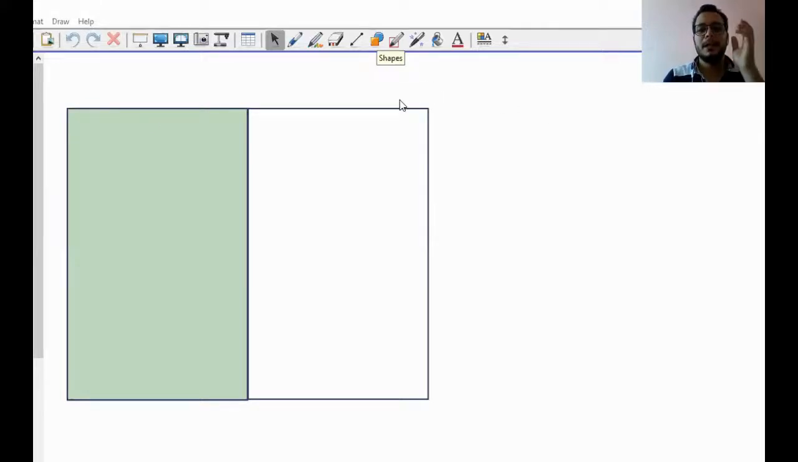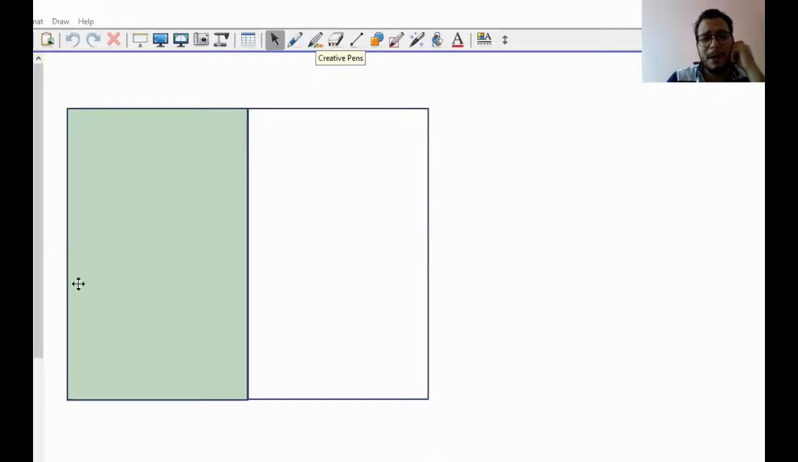But look at the screen now, please. What do you see? You see a square divided into two equal parts. So the square is the whole, and it is divided into two equal parts. So I colored one part out of two parts.